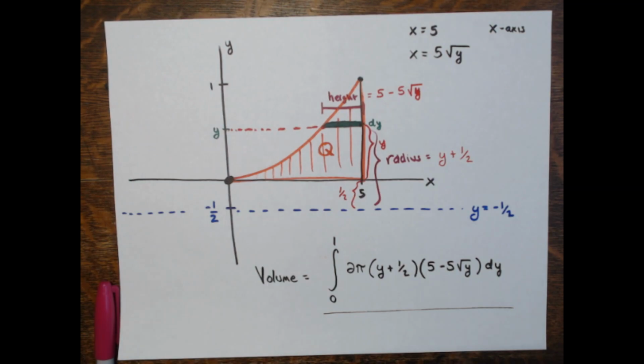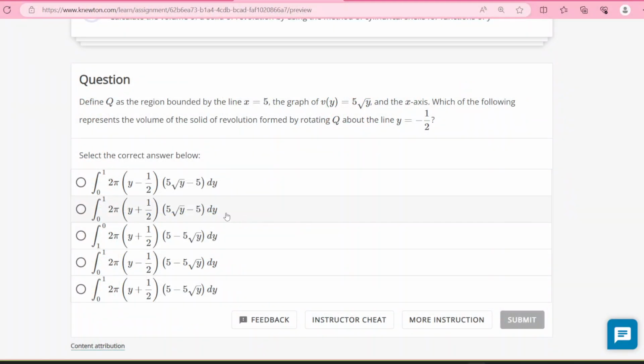We could go about actually multiplying this out and integrating and whatnot, but I'm not gonna, because all they wanted was you to set up the integral. Right, so if I look back here, the only one of these that actually looks like what I wrote is this one here on the bottom. All right, 2 pi times the radius was y plus a half. The height was 5 minus 5 square root of y. Thickness dy, integral from y equals 0 to y equals 1. That integral should lead me to the volume of the shape created.